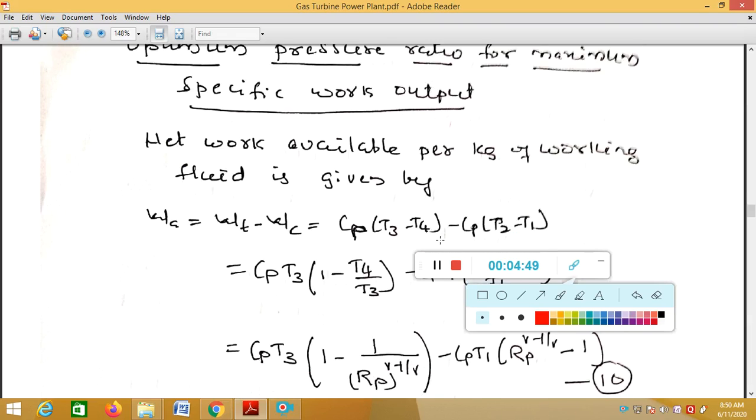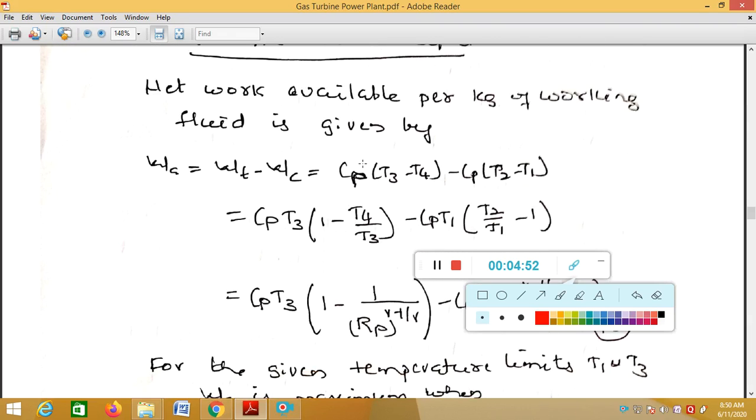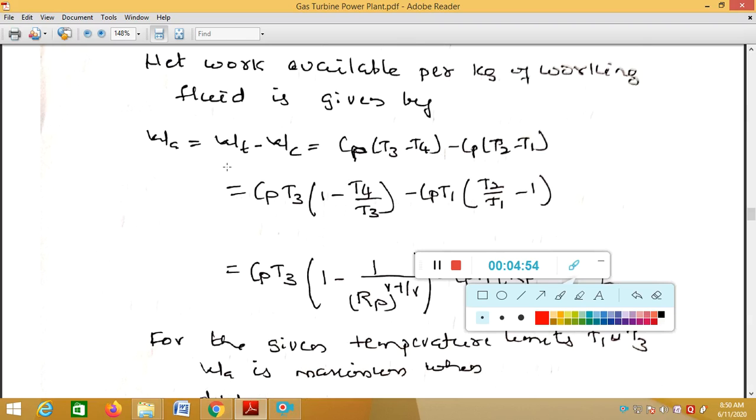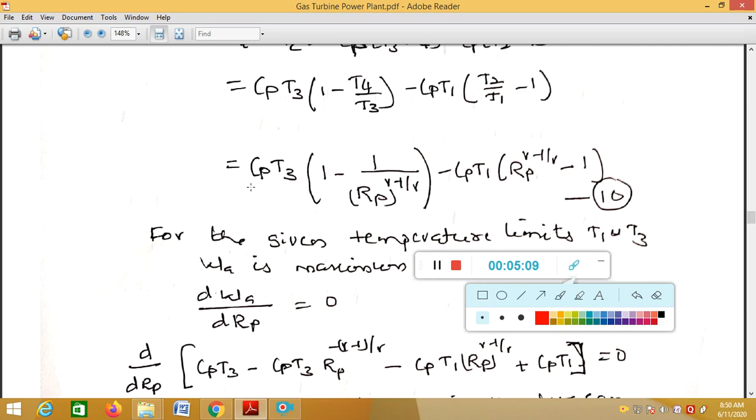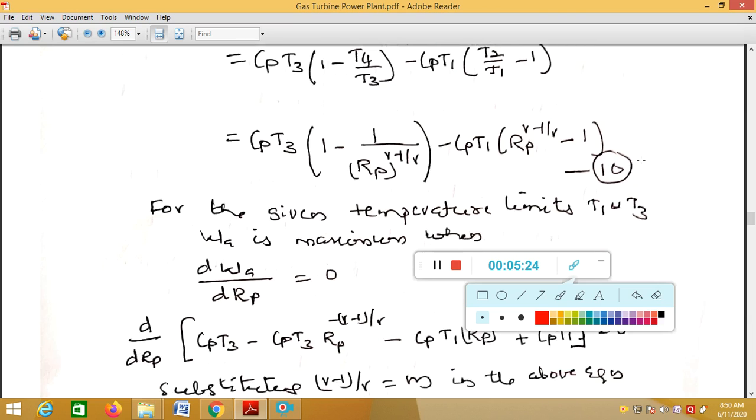So this is specific work output. We know that net work available per kg of working fluid is W equal to Wt minus Wc, equal to Cp (T3 minus T4) minus Cp (T2 minus T1). So it is equal to Cp T3 (1 minus T4 by T3) minus Cp T1 (T2 by T1 minus 1), which is equal to Cp T3 (1 minus 1 by Rp raised to (gamma minus 1) by gamma) minus Cp T1 (Rp raised to (gamma minus 1) by gamma minus 1). Equation 10.